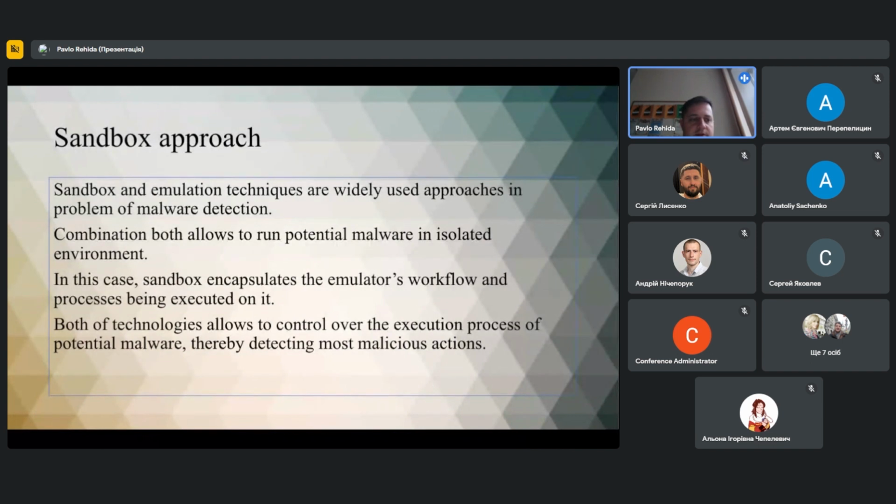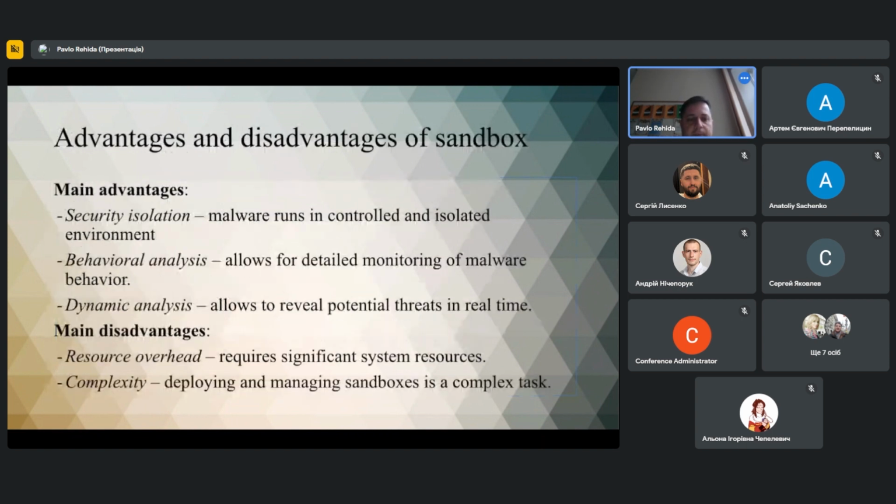Okay, so sandbox and emulation techniques are widely used approaches in the problem of malware detection. A combination of both allows running potential malware in an isolated environment. In this case, the sandbox encapsulates the emulator workflow and processes begin being executed on it. Both technologies allow control over the execution process of potential malware, thereby detecting most malicious actions.